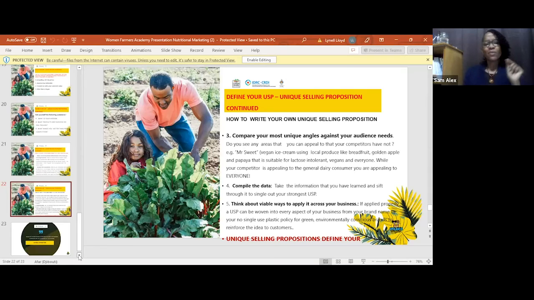And you know what? There aren't enough ice creams available with local flavors. And we live on a tropical island with an abundance of local fruits. So they decided to do something revolutionary and actually make breadfruit ice cream, which actually tastes good, and papaya, and you don't get it anywhere else.